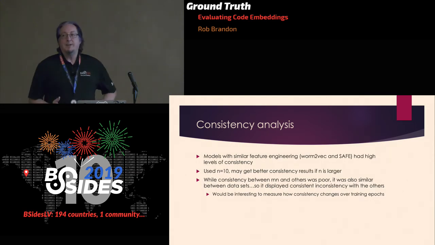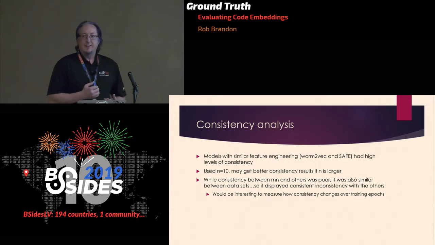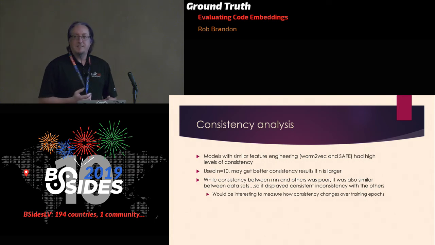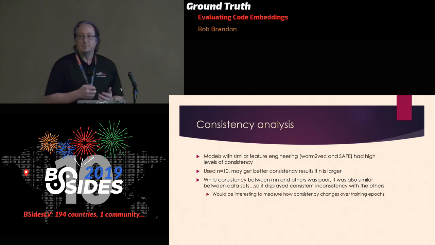So kind of the takeaway from here is that, at least for this experiment, models that had similar feature engineering ended up having similar levels of consistency with each other. And I thought that was very interesting because simply adding a few vectors together is very different than creating a self-attentive network over the same set of vectors. So the much simpler model with the same featurization ended up learning the same stuff as the more complicated model.